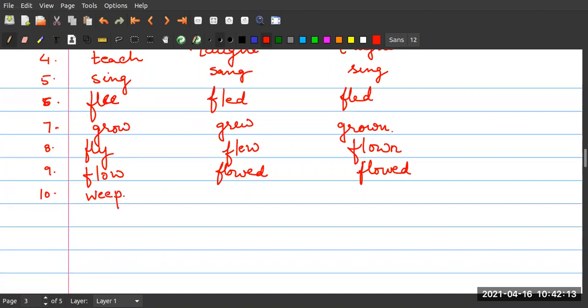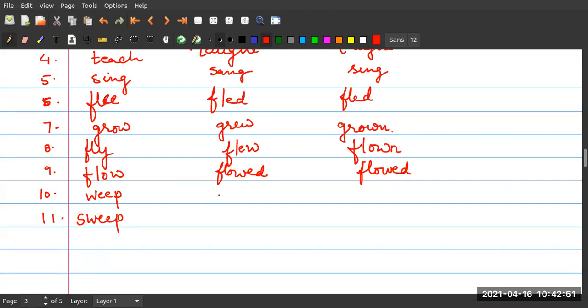What's the meaning of weep? Ma'am, pochna. Ma'am, weep matlab rona. Yes, weep means to cry. That is sweep. One word is sweep, that means pochna. This is weep. So both are verbs. What is the past and the participle?